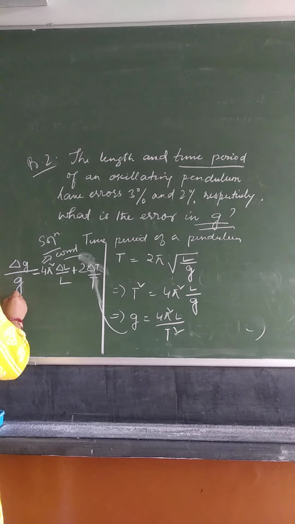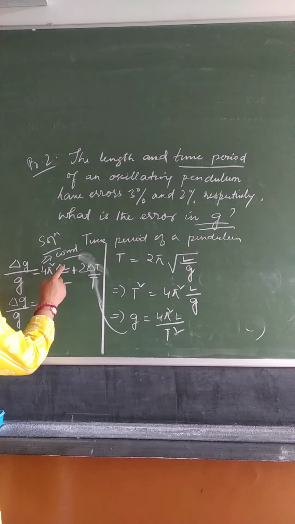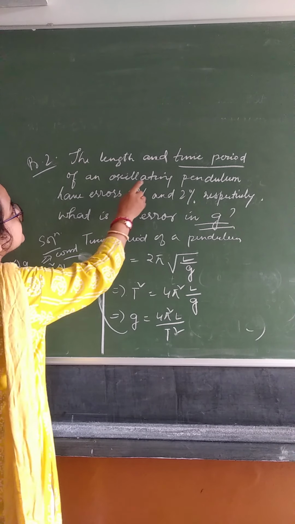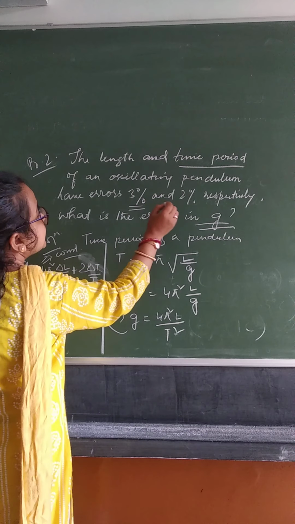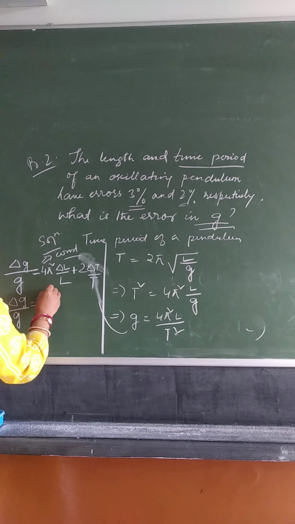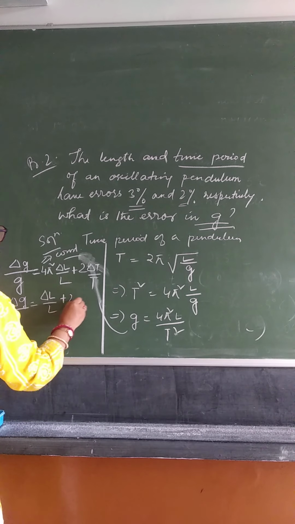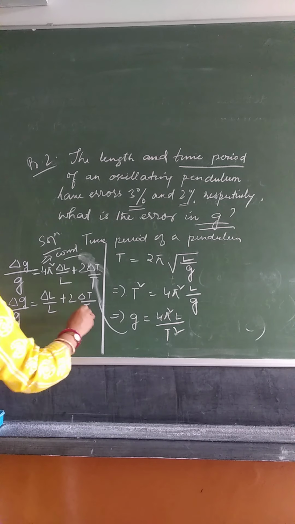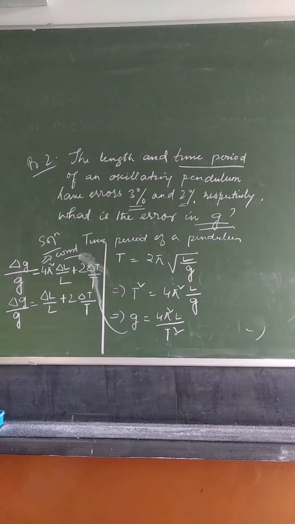So the error will be calculated: delta G by G is equal to delta L by L. So length is having this error and T is having this error. So you have delta L by L plus twice delta T by T. So you want to express this in percentage. You can easily express this in percentage.